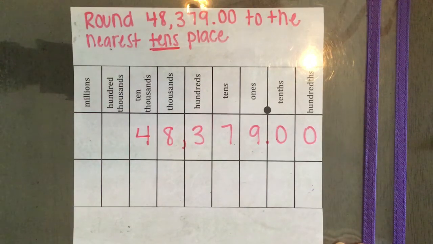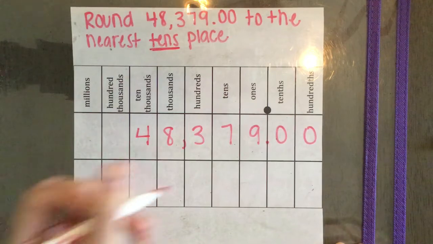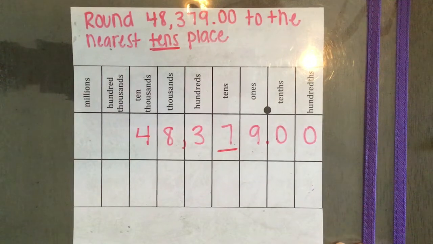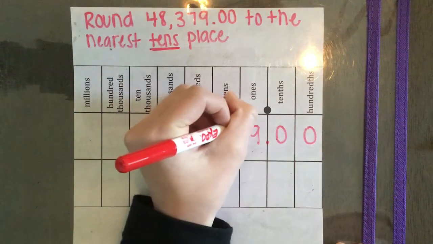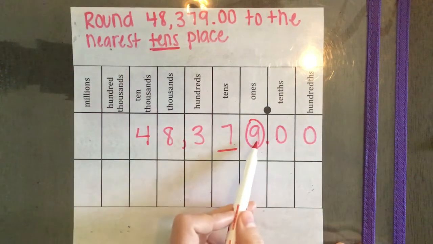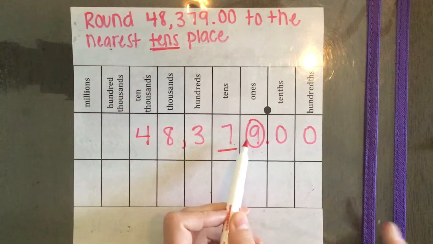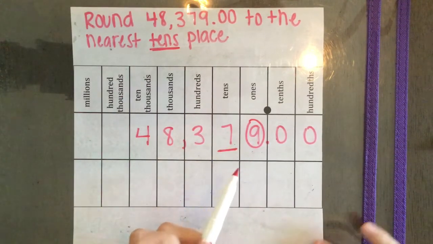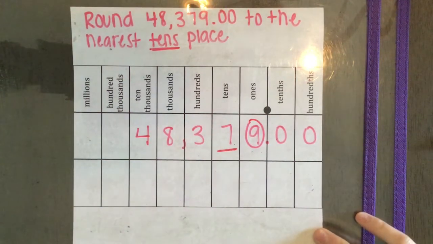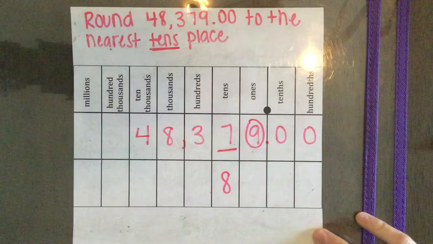I always want to look for the place first, so I need to underline the tens place. Now I have to go next door to my number 9 and decide if I'm going to let that 7 rest or if I'm going to add one more. So we have to look at the 9 to decide: is it 5 or more, or 4 or less? That's right, it's 5 or more. So I'm going to add one more to that 7. If I'm adding 1 to the 7, it's going to become an 8, right? 7 plus 1 is 8.